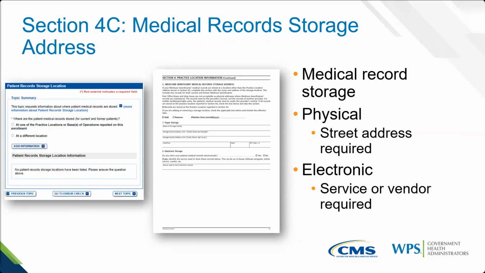Next is section 4C, and we're talking about medical records storage address. So this is not medical records correspondence, talked about that earlier. This is actually where the physical medical records are stored, if that's how they're being stored. We're going to need a street address, and that is a requirement because a PO box per CMS is not an acceptable address here. So that's one thing that we do see is we'll see PO boxes listed here, and we need a physical street address.